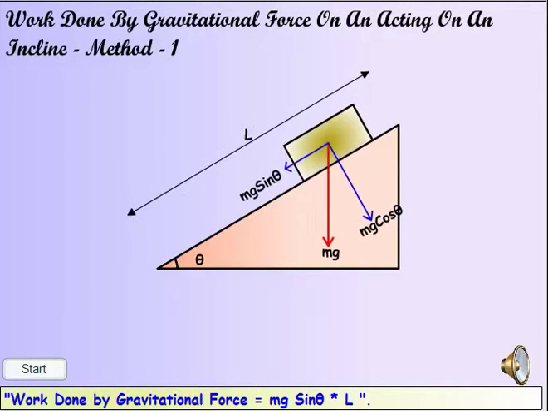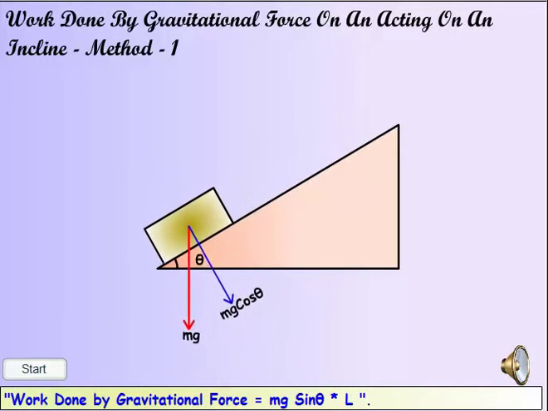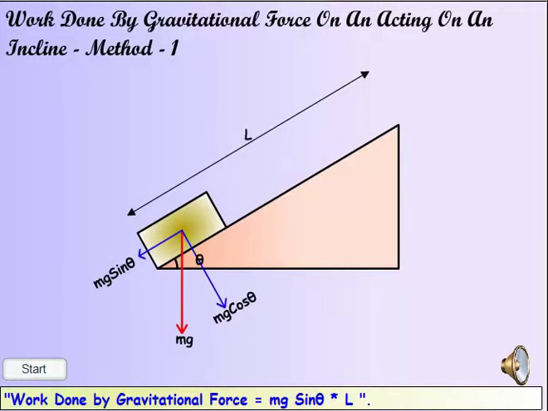Let us assume a block sliding down the incline, and we need to find out the work done by the gravitational force. Now notice that the gravitational force acts downwards, and the displacement of the block is not parallel to it. So, we resolve the gravitational force into its two components, one parallel to the incline and the other perpendicular to the incline. The component of the force parallel to the incline, mg sin theta, is now in the same direction as the displacement L. The work done, therefore, is mg sin theta times L.